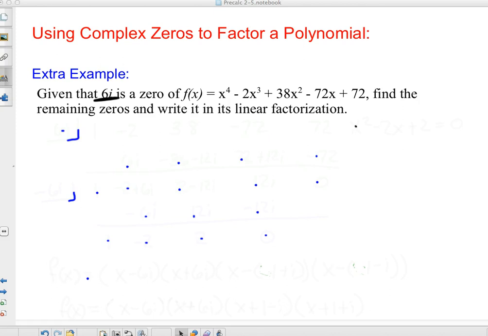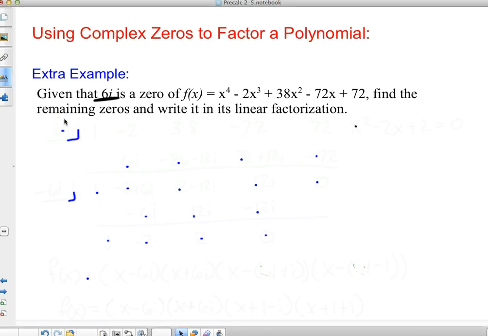When we're looking at this, given that 6i is a zero of f of x equal x to the fourth minus 2x cubed plus 38x squared minus 7x plus 72, find the remaining zeros and write it in its linear factorization. Okay, now when we're doing this, we gotta first check 6i. But then we do negative 6i because they happen in pairs. So that's the first thing we're going to set up.